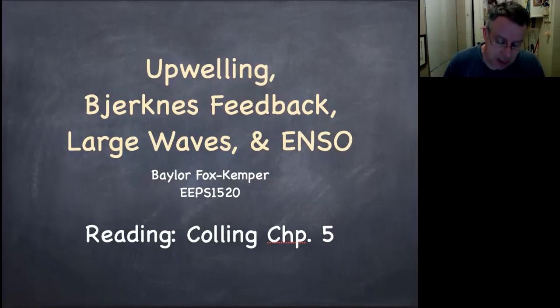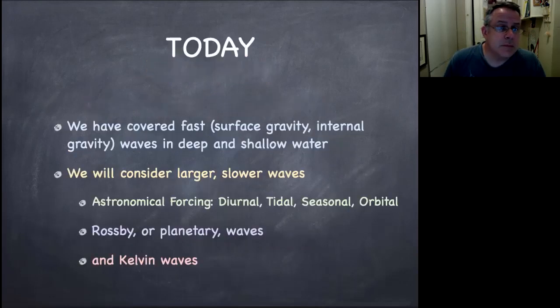and generally reminding ourselves of how upwelling works in the equatorial region. And this is really a story of how upwelling varies that has to do with this large-scale phenomenon. So we've covered fast surface gravity, internal gravity waves, and deep and shallow water. Now we've already talked about larger, slower waves, astronomical forcing, Rossby and planetary waves, Kelvin waves. Today we're going to talk about how those get applied into a particular phenomenon of interest.